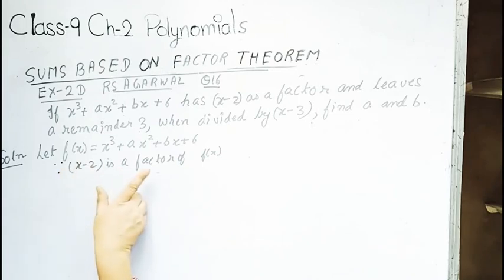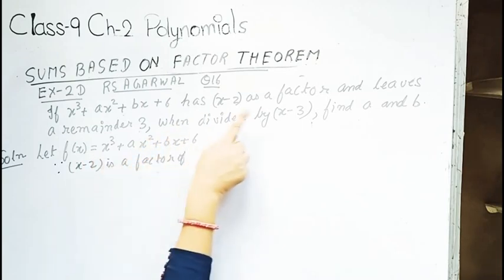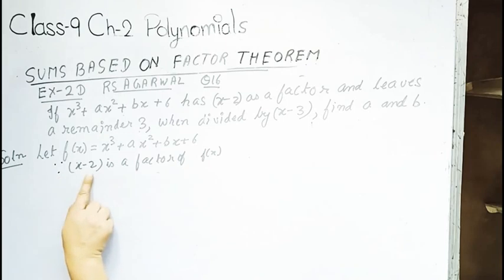First step is to name the polynomial. So we have named the given polynomial as f(x). So let f(x) equal x cube plus ax square plus bx plus 6. Now this f(x) has x minus 2 as a factor. Since x minus 2 is a factor of f(x), therefore f(2) equals 0.